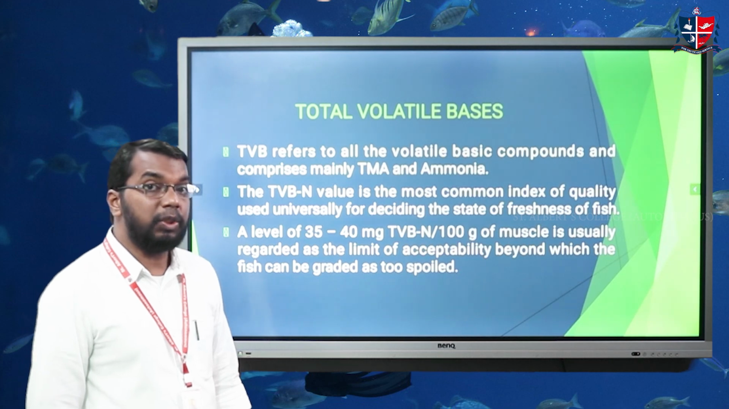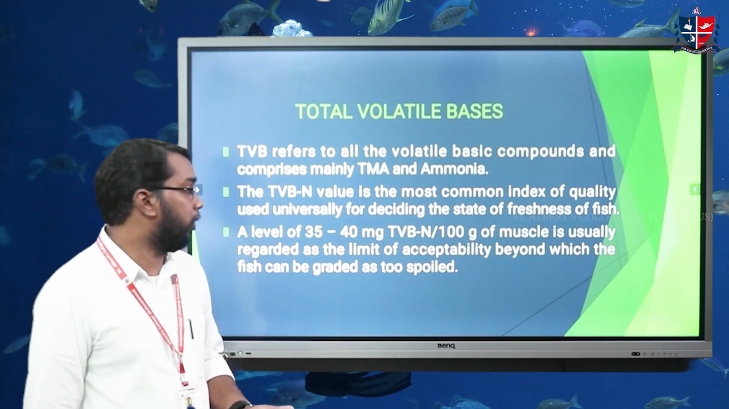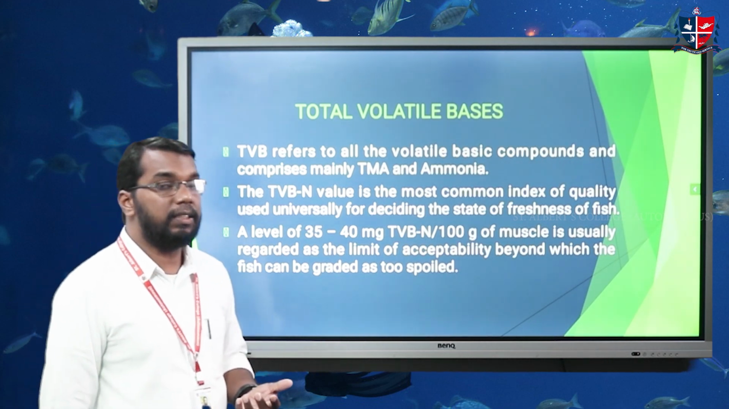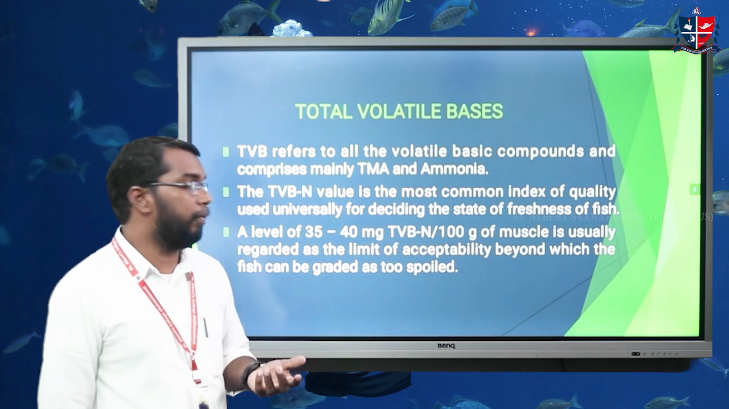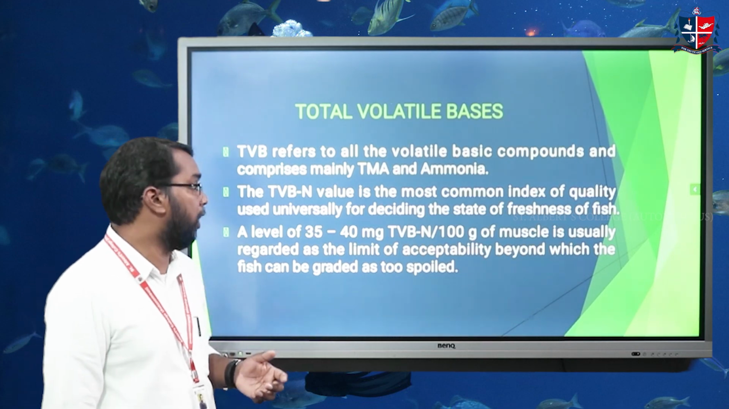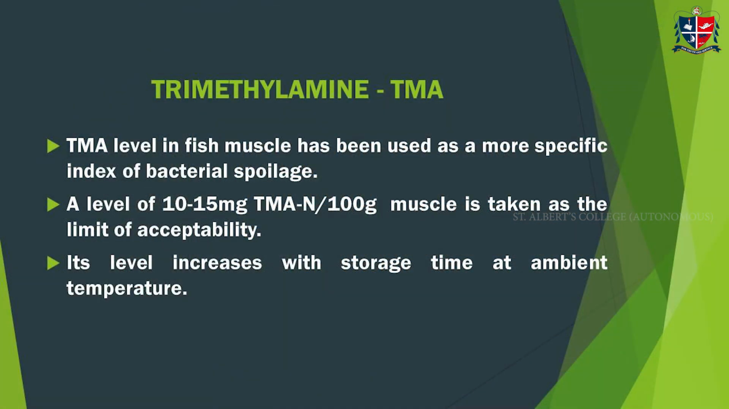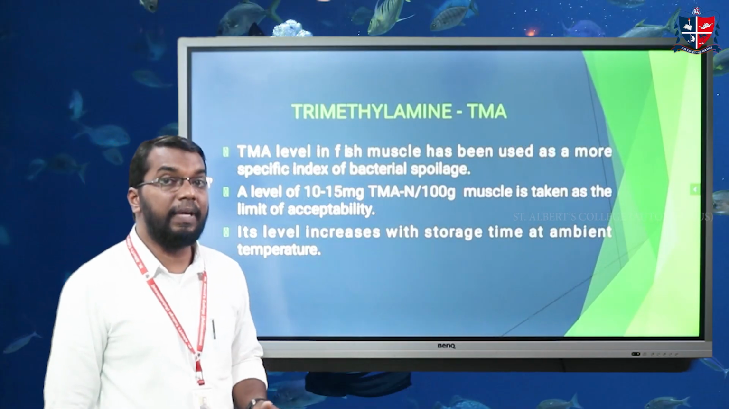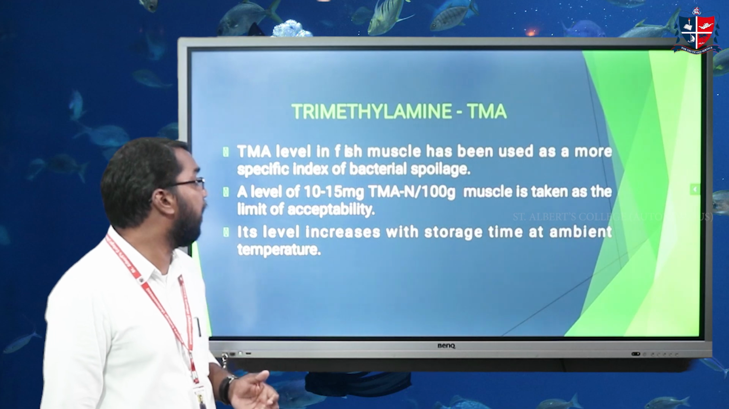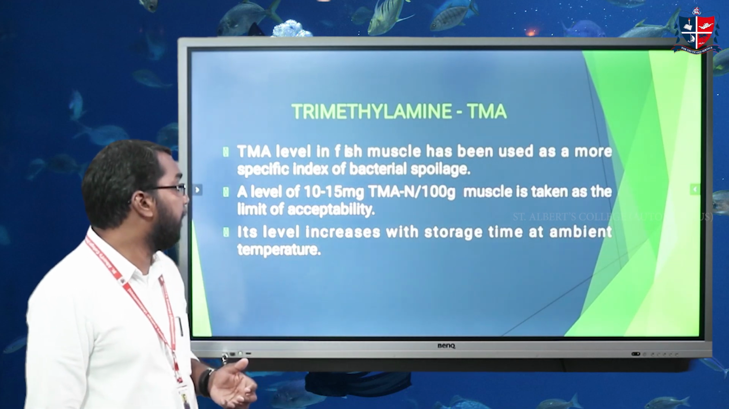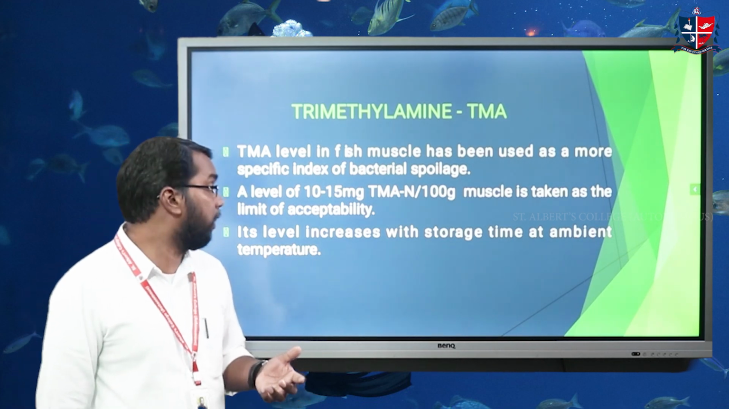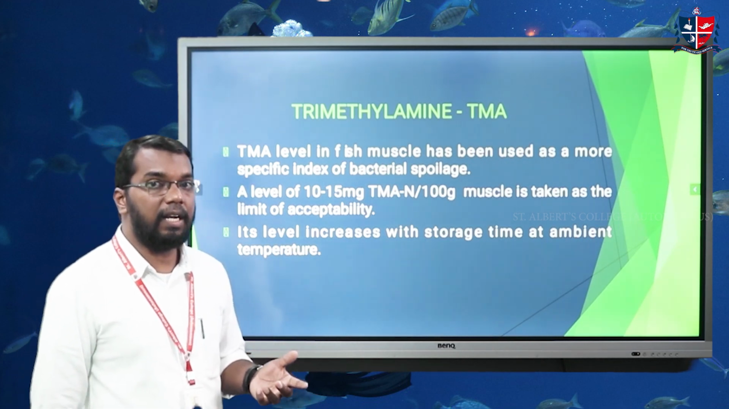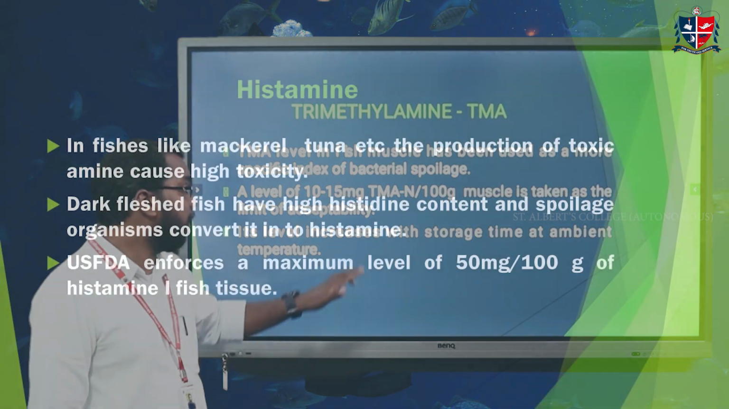It is one of the major spoilage indices used in quality assessment of fish. If the total volatile base nitrogen is in the range of 35 to 40 milligrams, it is acceptable. Beyond that limit, we can consider that the fish is spoiled and not fit for human consumption. Second one is trimethylamine. Trimethylamine is also a total volatile base and a major nitrogenous compound found in fish. If the level of trimethylamine or TMA is between 10 to 50 milligrams, we can accept the fish. But if it is more than that limit, we regard the fish as spoiled and not fit for human consumption.